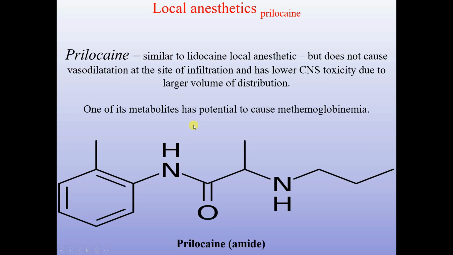Next one is prilocaine. Prilocaine is a local anesthetic similar to lidocaine, but doesn't cause vasodilation at the site of infiltration and has lower CNS toxicity due to larger volume of distribution. One of its metabolites has potential to cause methemoglobinemia. And below we can see the formula of prilocaine.